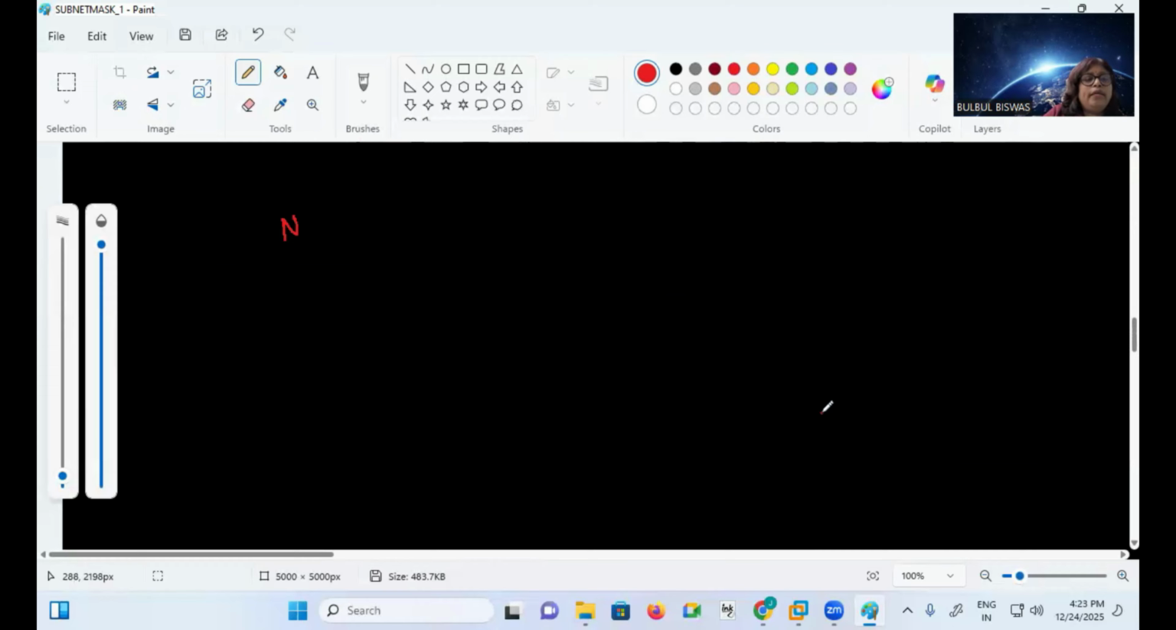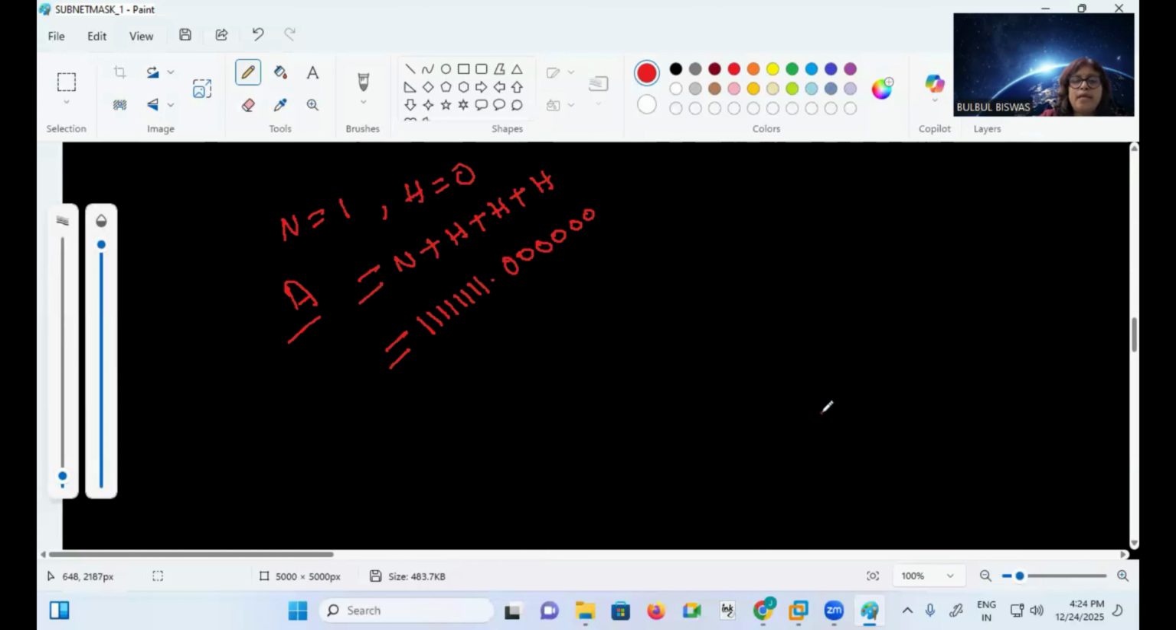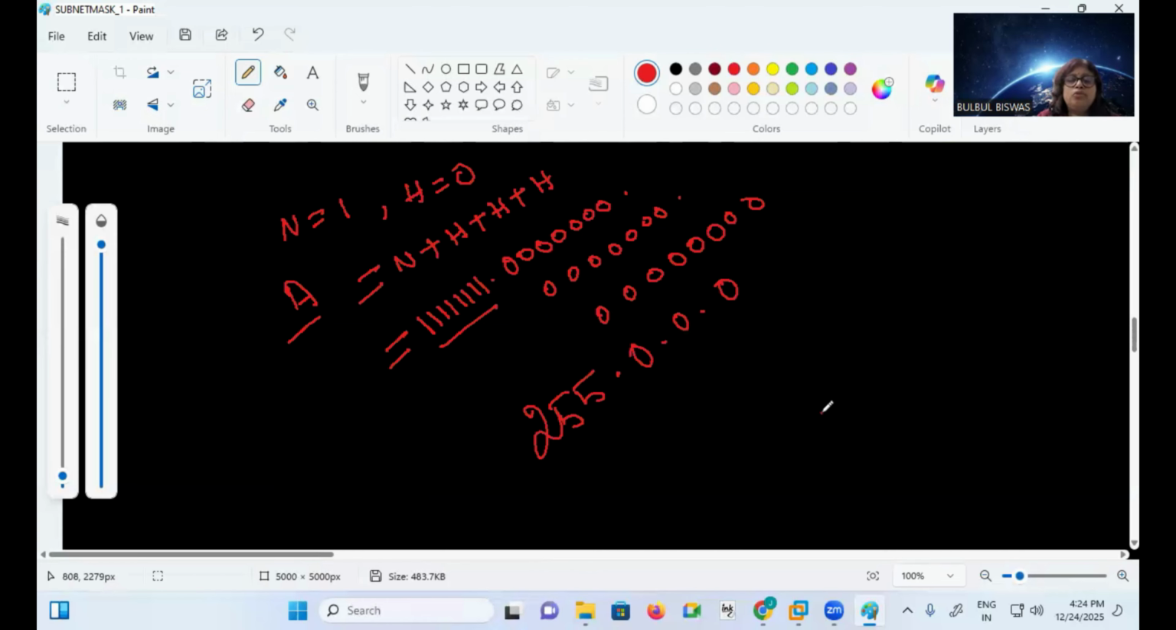I said 1 for network and 0 for host. So, if I consider any class A IP, that means how much? Network plus host plus host plus host. So network means 8 bits, host means 8 bits, 8 bits, 8 bits. If I convert it in decimal, so what is happening? 255.0.0.0. So this is the subnet mask a system can understand when we assign an IP address.